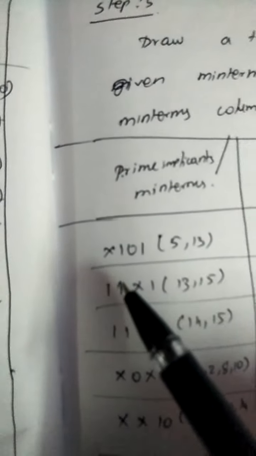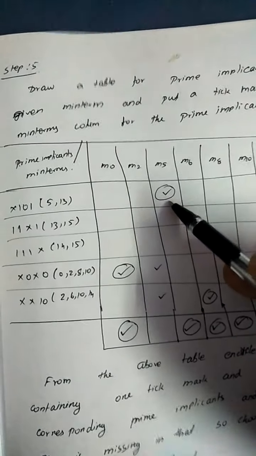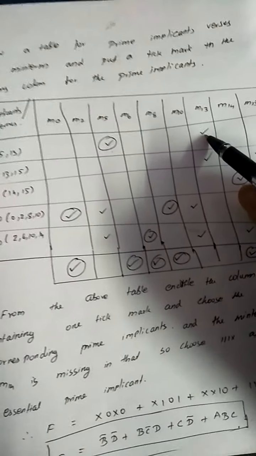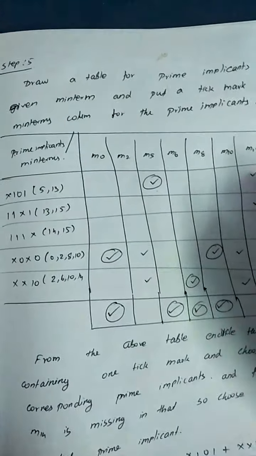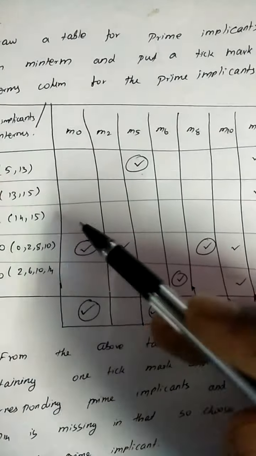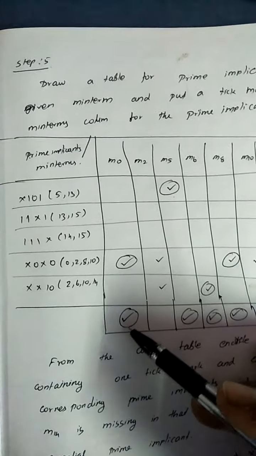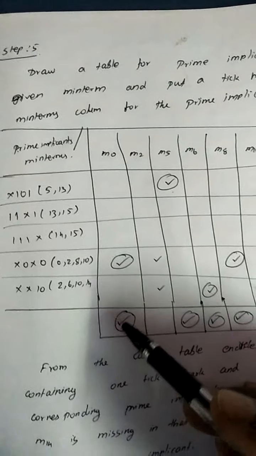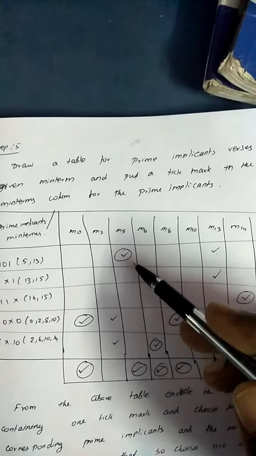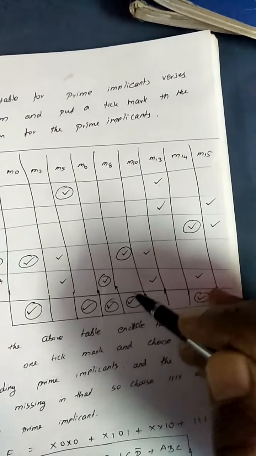Now here two numbers are there, 5 and 13. For x101, the min-terms compared are 5 and 13, so we put a tick mark in 5 and 13. Likewise, for all the prime implicants we put tick marks. Now in each column, if only one tick is present, we encircle this tick mark, and in the last line put a tick mark and encircle it. Similarly, whichever column contains one tick mark, we select it and encircle that tick mark.